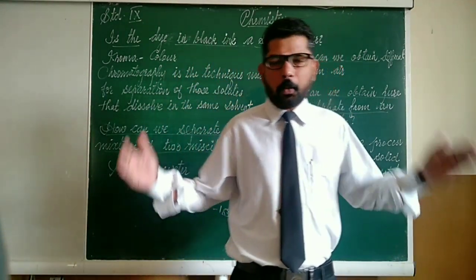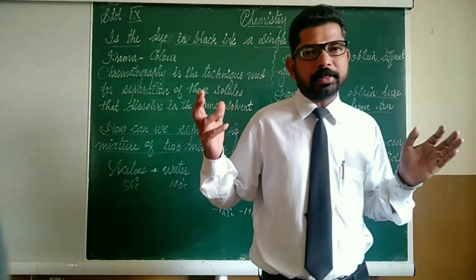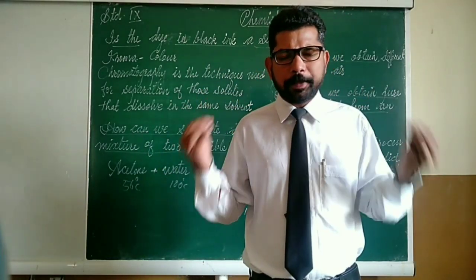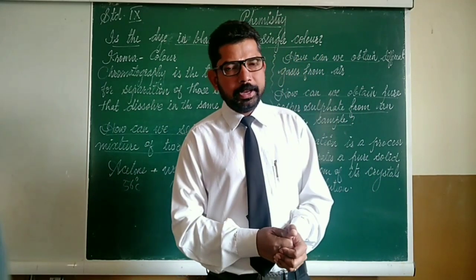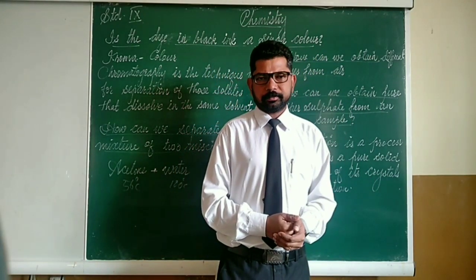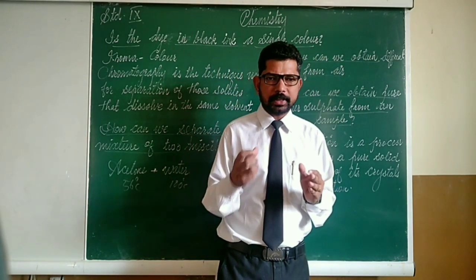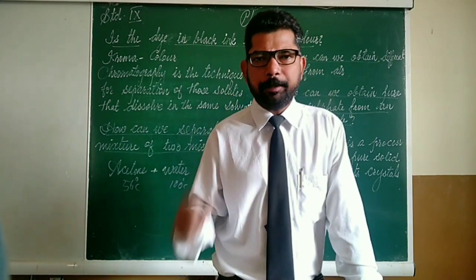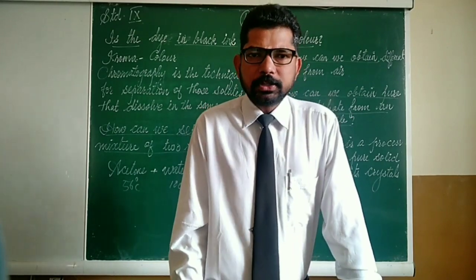So students, already we have learned about copper sulfate. What is the color of copper sulfate? Yeah, the color of copper sulfate is blue. It is a blue colored salt. If impurities are there in the copper sulfate, how can we purify it?